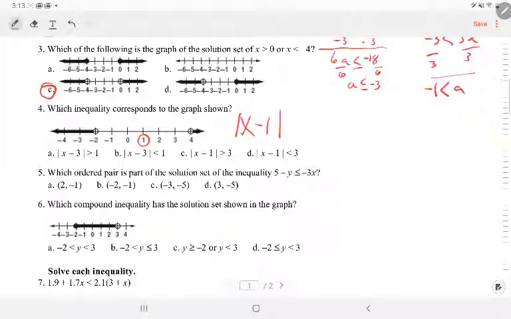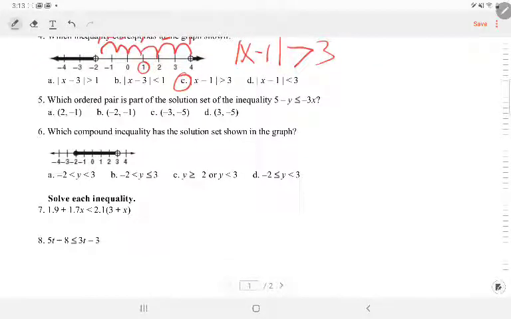So therefore I would say it's open circles, so it's just greater than, and then the next thing is the distance from the midpoint to the endpoint, and that is 3. So it would be the absolute value of x minus 1 is greater than 3, which in this one is C.